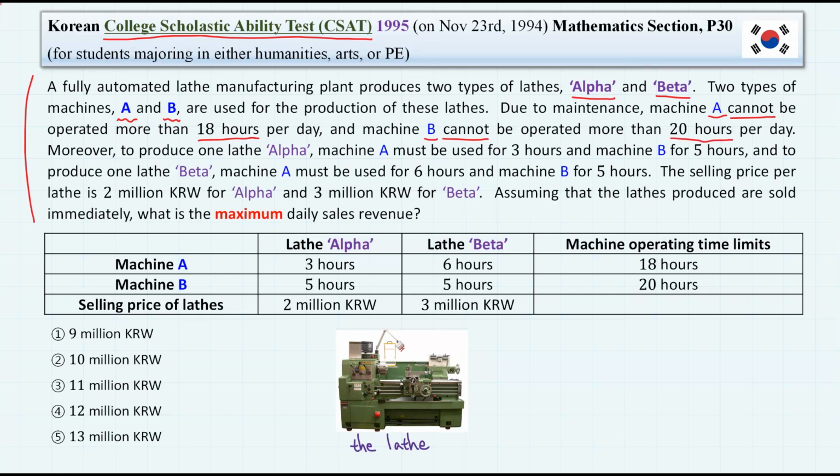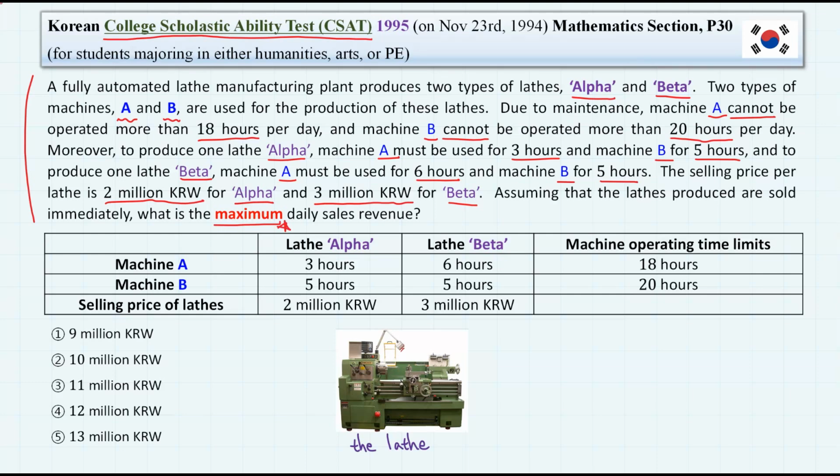Moreover, to produce one lathe alpha, machine A must be used for 3 hours and machine B for 5 hours. And to produce one lathe beta, machine A must be used for 6 hours and machine B for 5 hours. The selling price per lathe is 2 million Korean won for alpha and 3 million Korean won for beta. Assuming that the lathes produced are sold immediately, what is the maximum daily sales revenue?